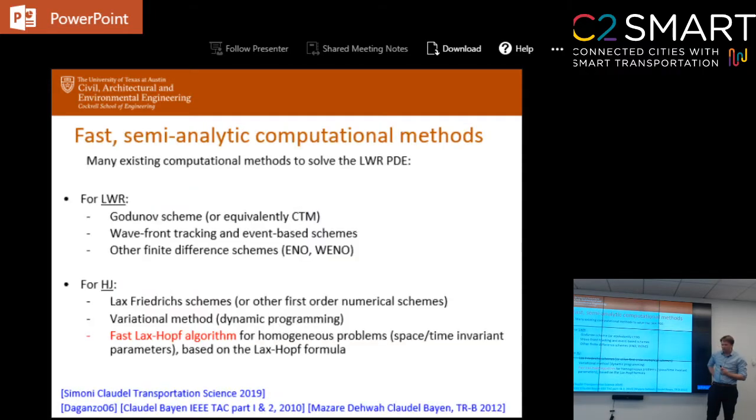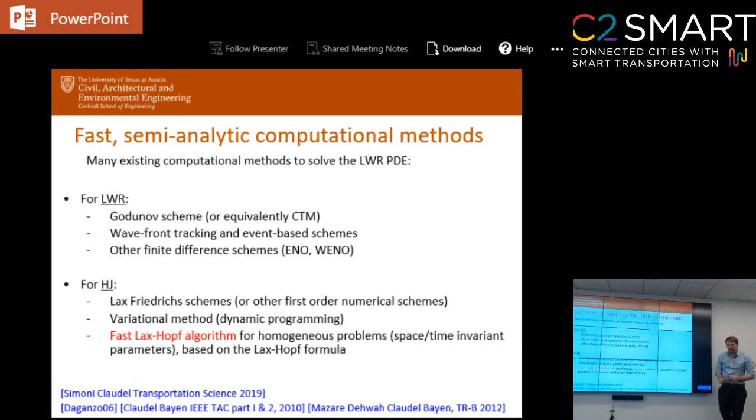From this Hamilton-Jacobi equation, we have many ways to solve these equations. Here I'm listing a few methods. For the LWR model, the PDE that I showed before that involves density, we can use, for example, the Godunov scheme, some wavefront tracking methods or other methods. For the Hamilton-Jacobi equation, there are many methods that can be used. Classical methods, for example, are based on first-order numerical schemes like Lax-Hopf. There is the variational method that is based on dynamic programming, and the Fast Lax-Hopf algorithm that I'm going to introduce now.